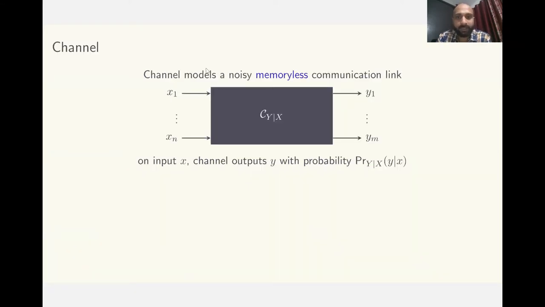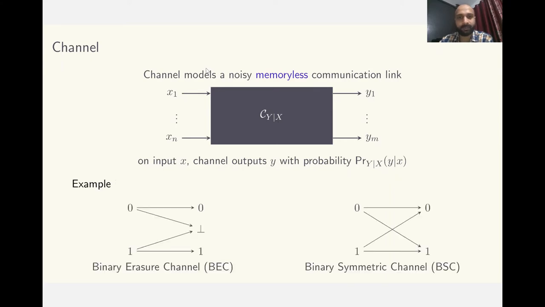First, let me quickly describe a channel. A channel is a mathematical model of a noisy, memoryless communication link. It has a finite set of input and output symbols, and a single use of the channel can be described as follows. When the input is X, the channel outputs a symbol Y with probability P of Y given X.